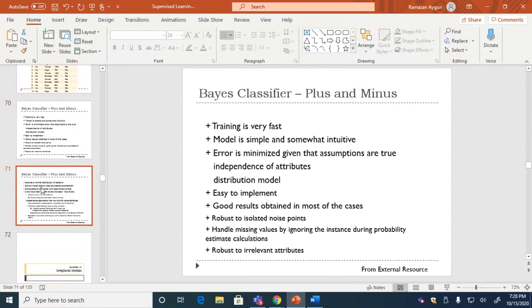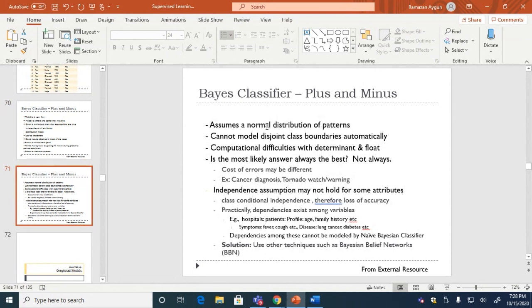And it usually assumes a normal distribution of patterns. Okay. These are some difficulties. Is the most likely answer always the best? Not always, because the cost of errors might be different. So we are going to see this later on. An independence assumption may not hold for some attributes. So there are graphical models, which I am going to show very briefly, but I'm not going to go into the details of those.